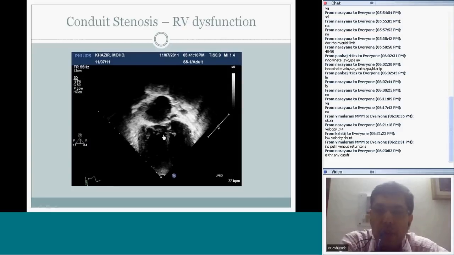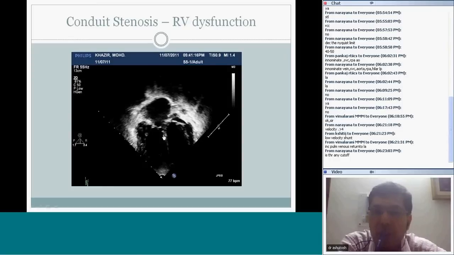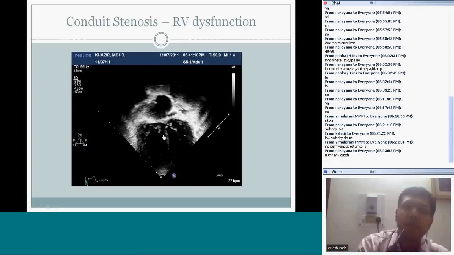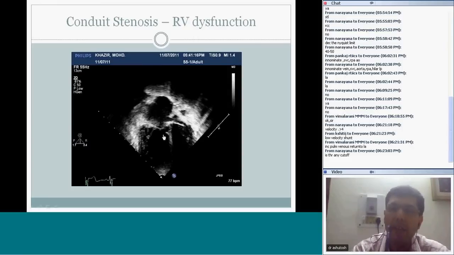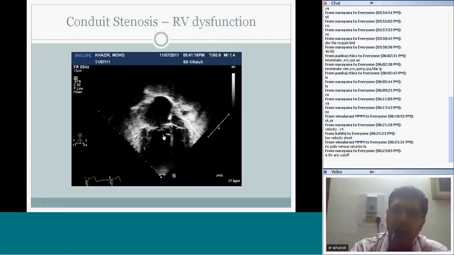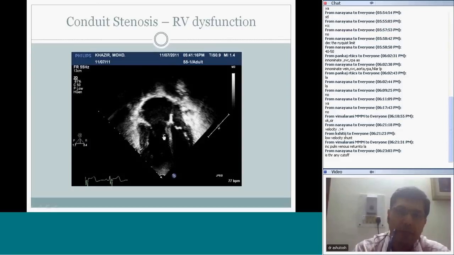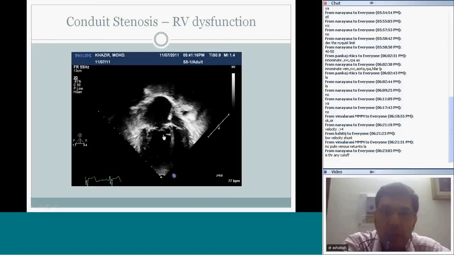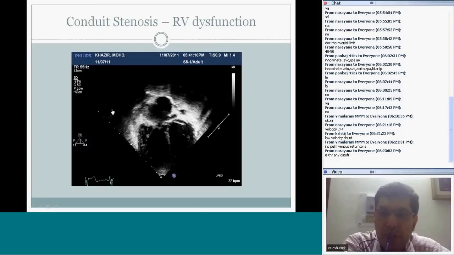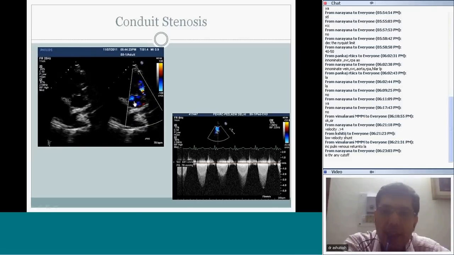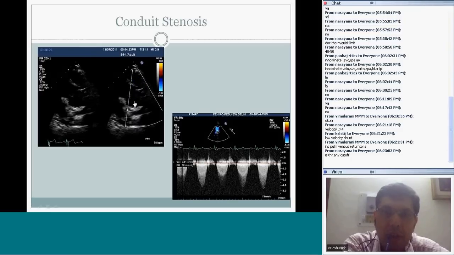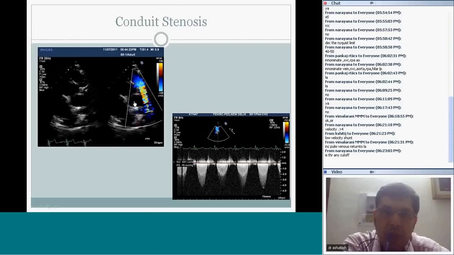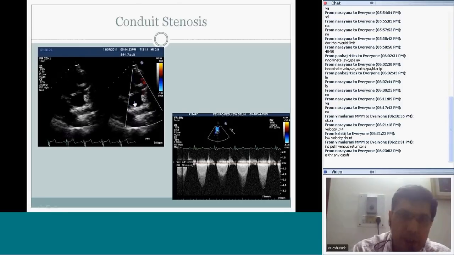This is a video of a patient who is now 5 years post conduit. You look at the RV: dilated, hypertrophic, and reduced contractility. So these patients, if not followed properly, can present with RV dysfunction, dilatation, and ER. The same patient has severe conduit obstruction, conduit velocities of more than 80 in this patient, and RV dysfunction.